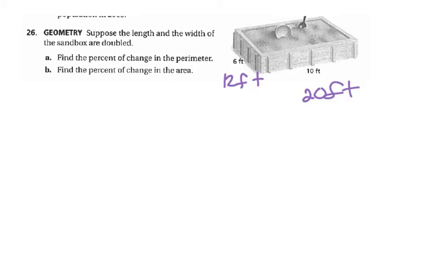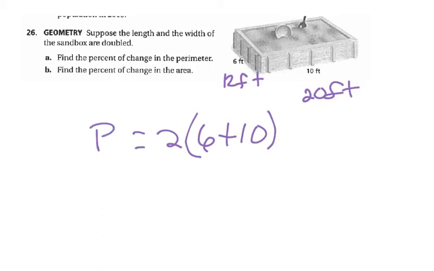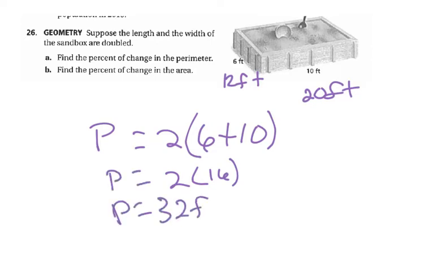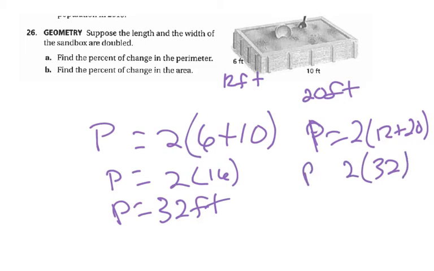Well, the perimeter was, okay, I would take 2 times 6 plus 10, right? So that's going to be 2 times 16. So the original perimeter is 32 feet. The new perimeter is going to be 2 times 12 plus 20. Okay, 12 plus 20 is 32. Times 2 is going to be 64 feet.